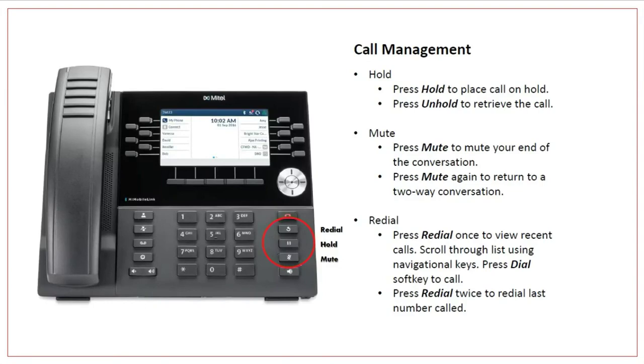Once I've hung up from a call, I can use my redial button, which is above the hold fixed key, if I want to redial the last number that I've called. When I press redial once, I get a list on my screen of recent calls that I've made, and I can use the navigational keys to go up and down that list and then select the dial button to place that call. If I tap redial 2 times, then I'm immediately dialing the last call I placed again.